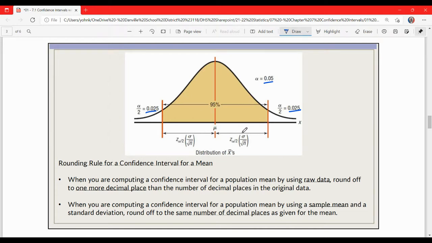There are two rounding rules for confidence intervals. If you're making a confidence interval for the population mean by using raw data, meaning like a list of numbers, you're going to round off to one more decimal place than the number of decimal places in the original data. We'll see an example of this in a minute. When you're computing a confidence interval for the population mean and you're using a sample mean, you're going to round off to the same number of decimal places as given for the mean. And again, we'll see an example of this in a minute.